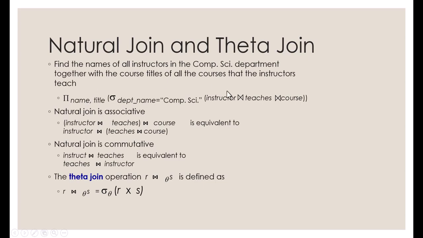You could have done instructor natural join teaches natural join course, or you can join the two tables first, and then whatever we get as a result, we can join that with course. So these are all equivalent. It's just a matter of joining two tables first and then joining with the other, or joining all three at the same time, but these are equivalent. Having instructor and then teaches versus teaches and then instructor, these two are equivalent. They do the same thing.